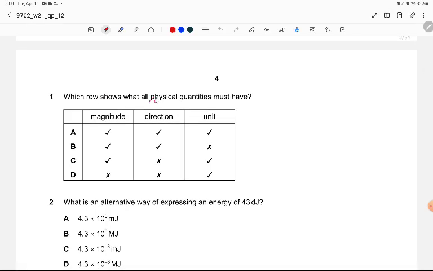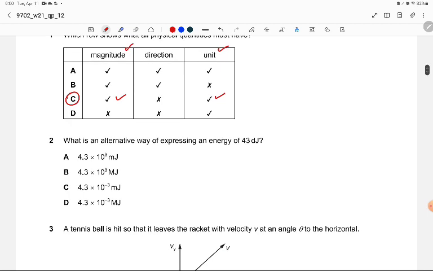Which row shows what all physical quantities must have? Okay, so physical quantities must have a magnitude, must have a unit. Direction is not that necessary unless it's a vector quantity. Anyways, the magnitude must be there and the unit must be there. So C is going to be the right answer. Let's just move on to the next part.